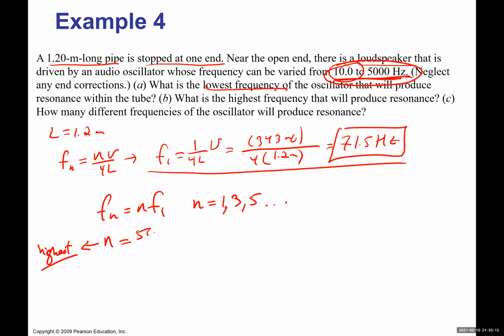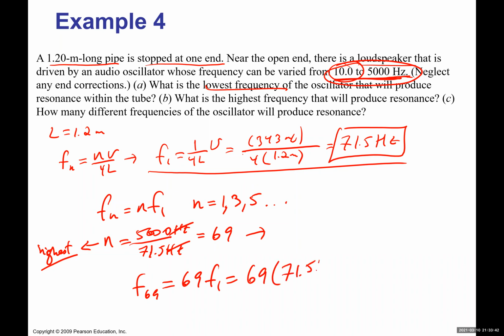That means n is equal to 5,000 hertz divided by 71.5 hertz. The units cancel out, and when we calculate this ratio, we get 69. So that means we can go all the way to the 69th harmonic. That means f of 69 is equal to 69 times the fundamental, so 69 times 71.5 hertz. Here we get 4,930 hertz.